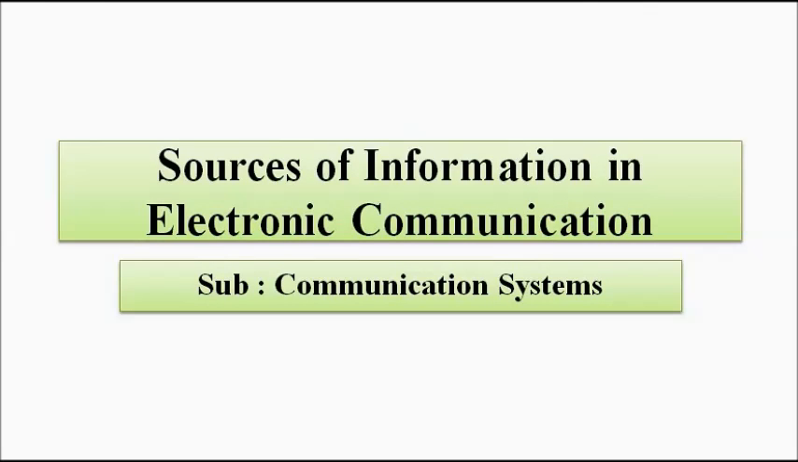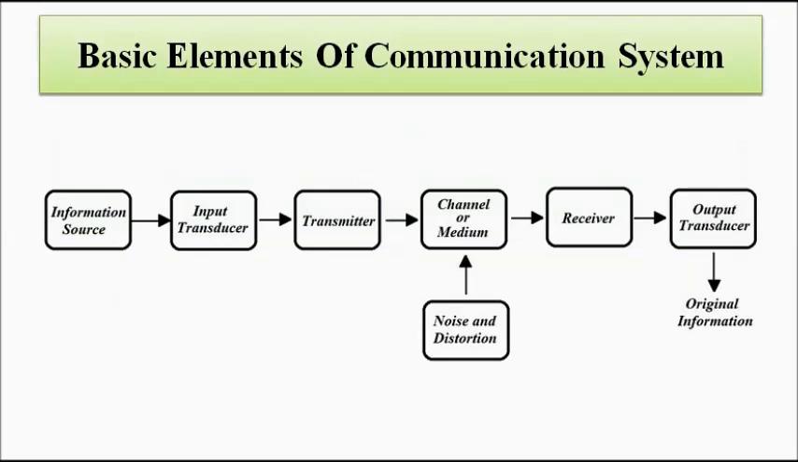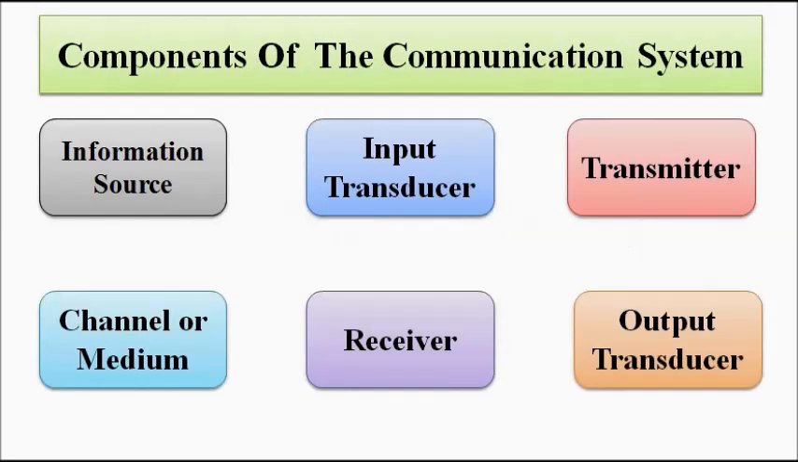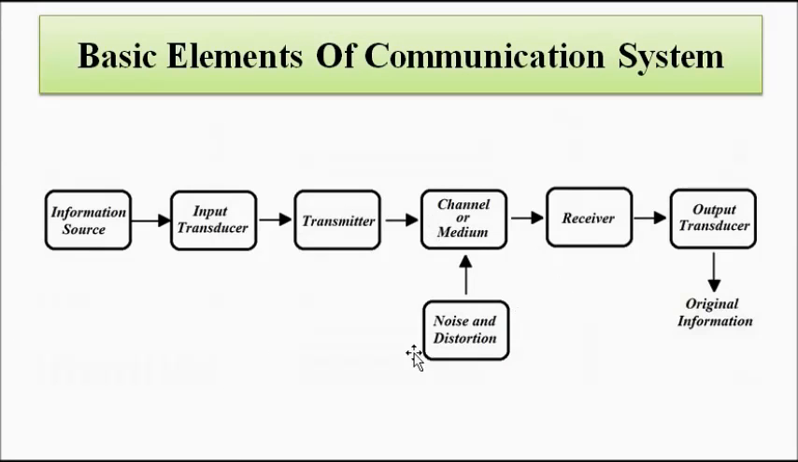Hello friends. Previously we discussed the basic block diagram representation of the electronic communication system and some basic concepts related to it. We discussed the basic elements of the communication system: the information source, the input transducer, the transmitter, the channel, the receiver, and the output transducer.